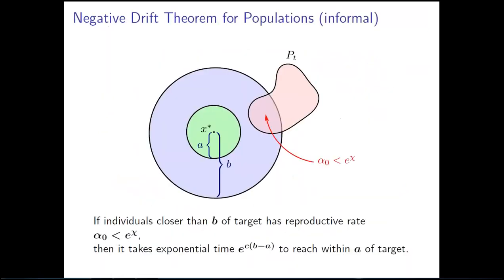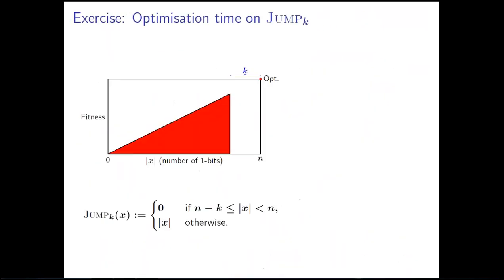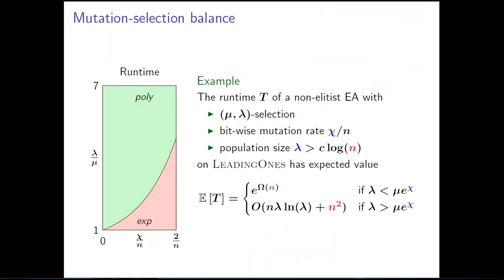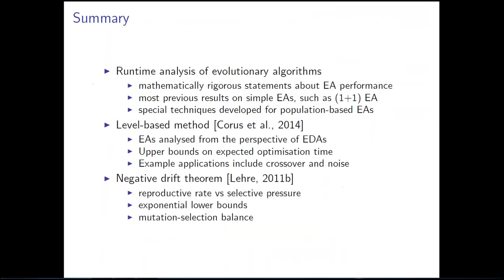So I'll just go towards the end of the talk. Just to summarize, this runtime analysis is a mathematically rigorous way of proving statements about the performance of evolutionary algorithms. So it's a different method of obtaining results than doing experiments. And many of the previous results in runtime analysis are for relatively simple evolutionary algorithms, something like 1 + 1 EA. So we have developed some special techniques for analyzing population-based EAs. And the technique which I presented is the so-called level-based method, which was introduced last year in PPSN.